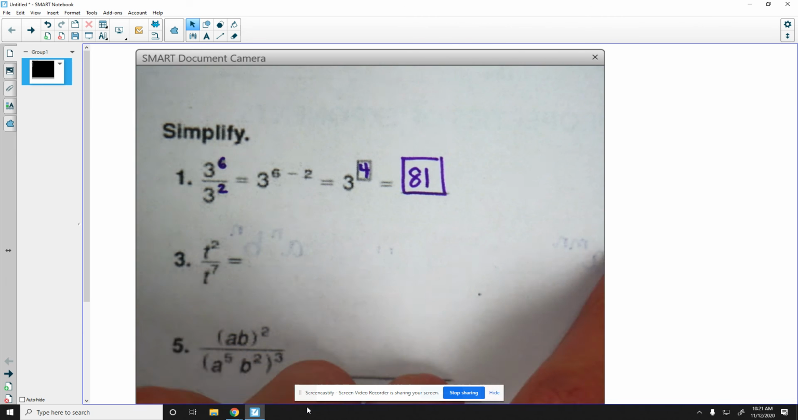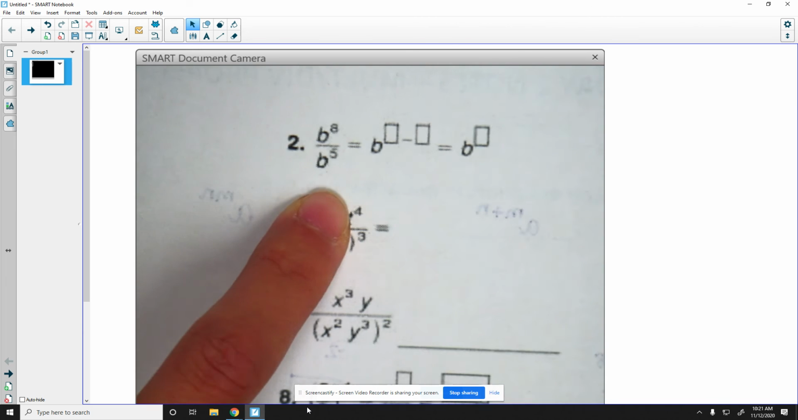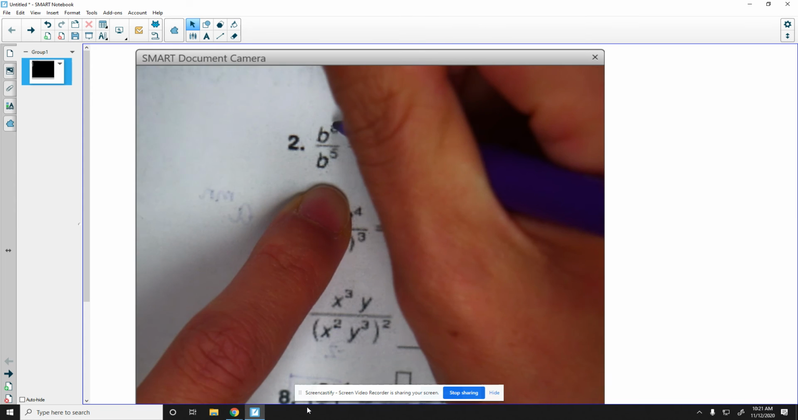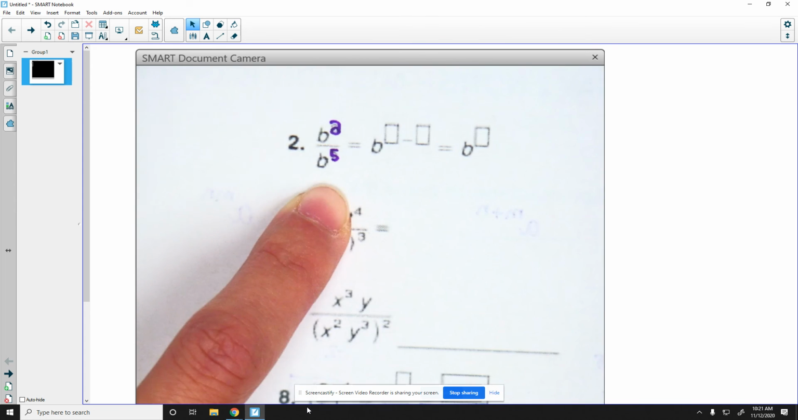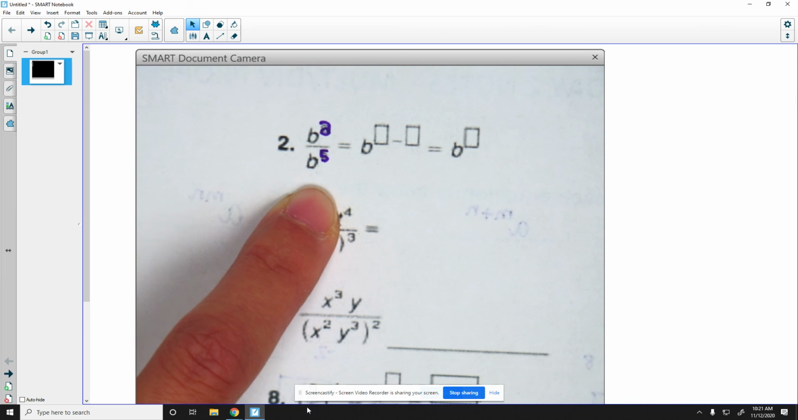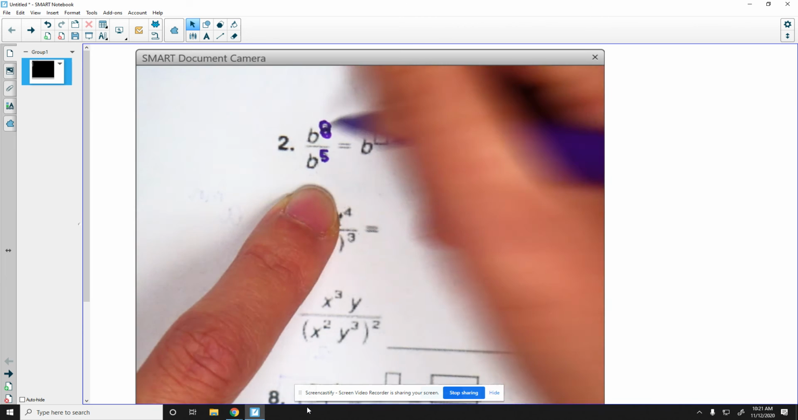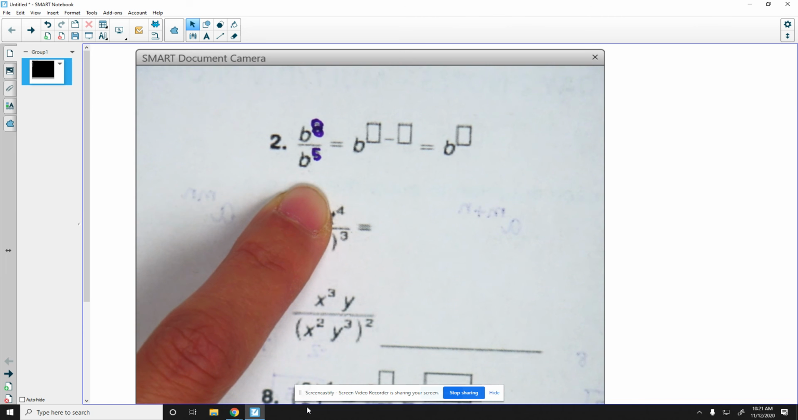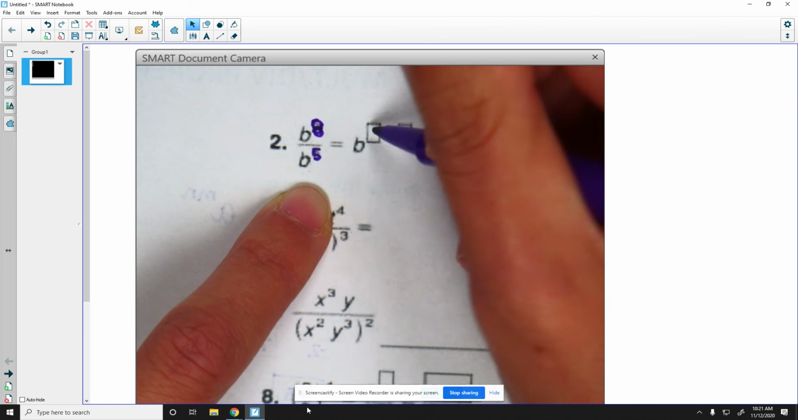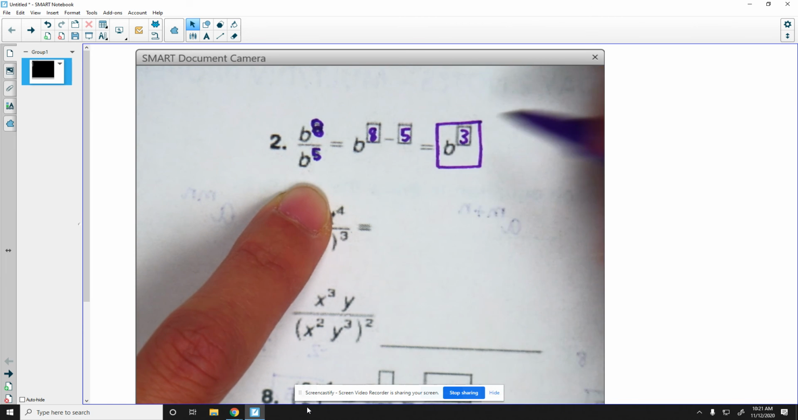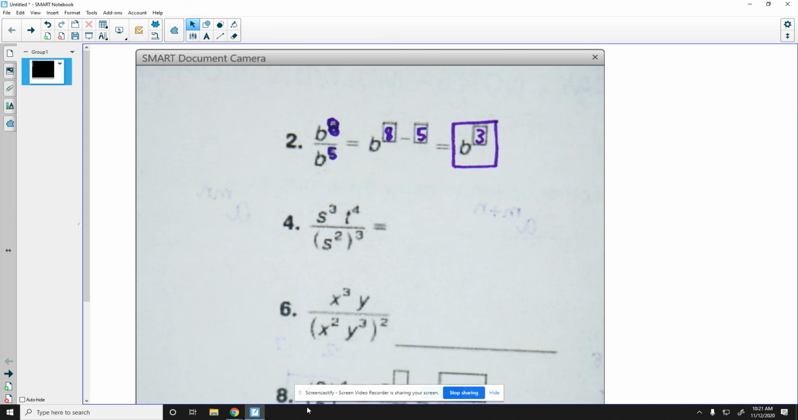So for this one, number 2, I can't even read. I think it's A and it's 5. B to the A over B to the, oh, it's an 8. 8 and 5. Okay. So what do I have to do with 8 and 5? Minus them. So what's 8 minus 5? 3. So that's my answer. I don't flip it because it's not a negative exponent.